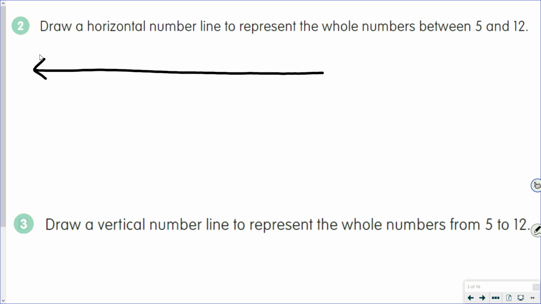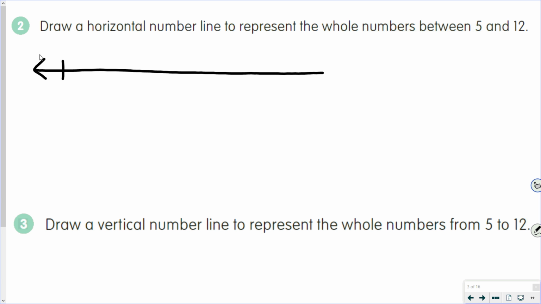Okay, so we've got our horizontal number line, and we want it to represent the whole numbers. Well, the whole numbers are your counting numbers, 0, 1, 2, 3, 4, 5, and so on. They are whole numbers, there aren't pieces, there aren't fractions or decimals involved. And since we want whole numbers between 5 and 12, that's going to help us determine what numbers we put on our number line. So we start on the left-hand side, and on the left-hand side is where we're going to put our lowest number, the lowest value.